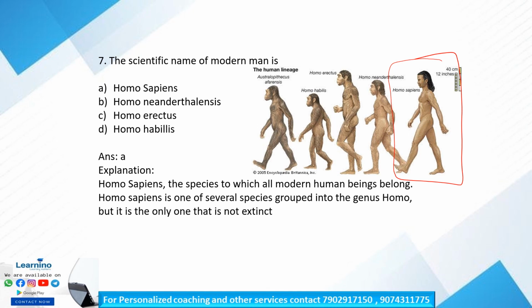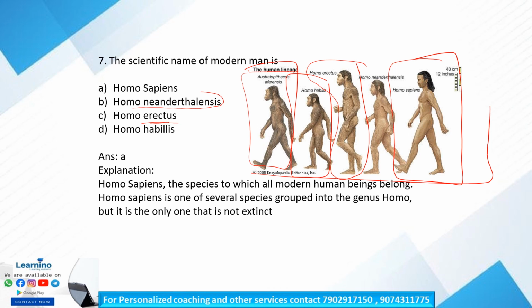Just before that we have Homo neanderthalensis. Clear? Before Homo sapiens we have Homo neanderthalensis. Then just before that we have Homo erectus. Just before that we have Homo habilis, and before that we have Australopithecus afarensis. Clear? So this is the human lineage.